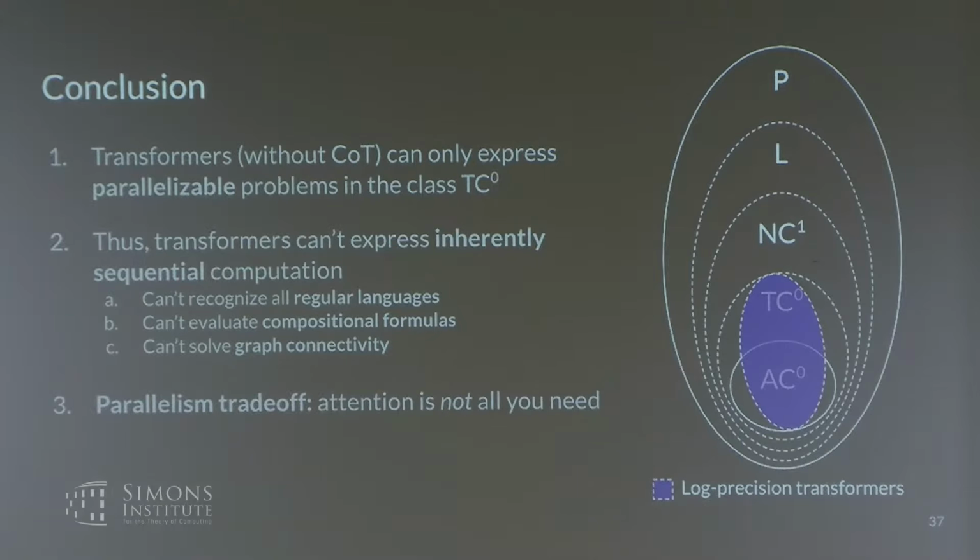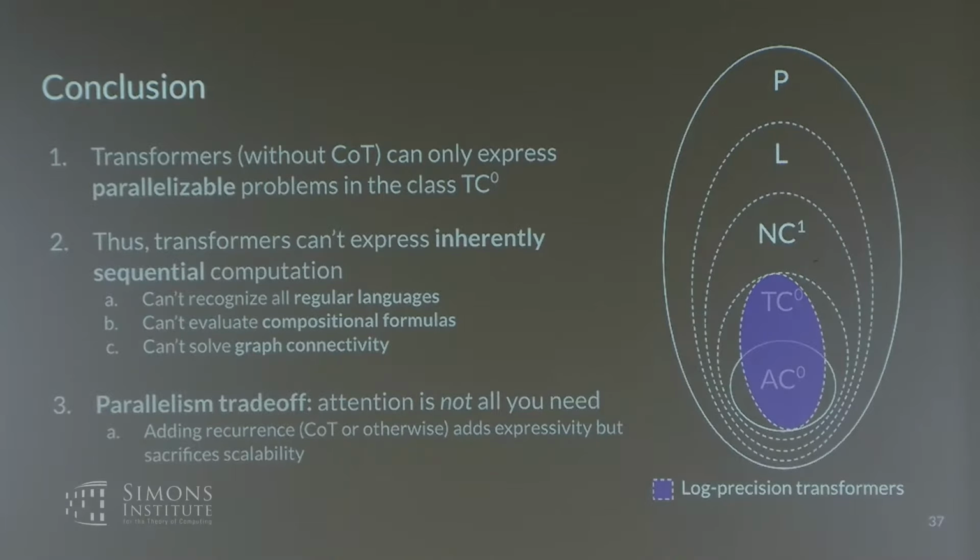And finally, there's this idea of a parallelism trade-off. In some sense, attention is not all you need, or parallelizable computation is not all you need if you want to solve sequential reasoning problems. And to get around this, we can add recurrence to the model via chain of thought.